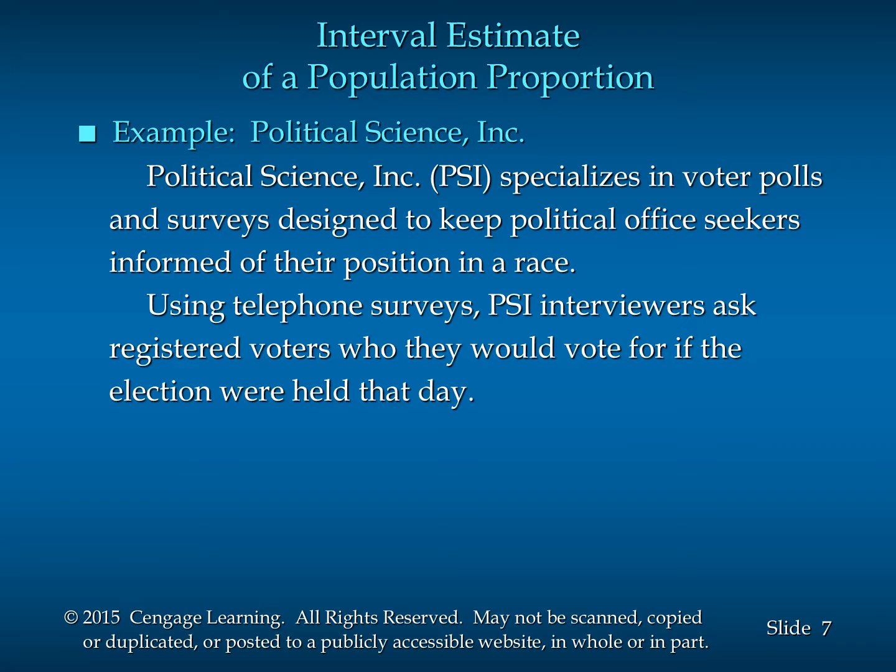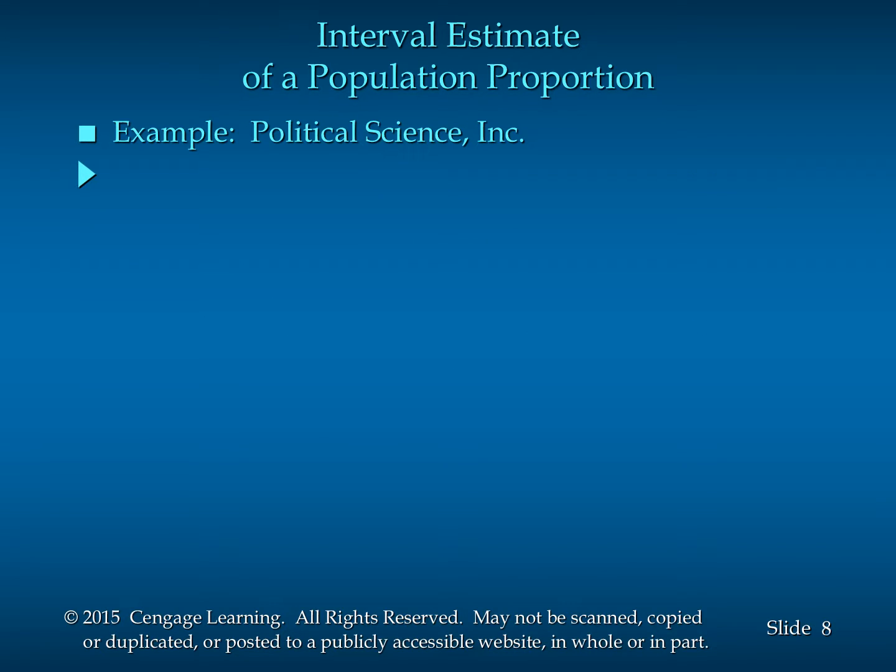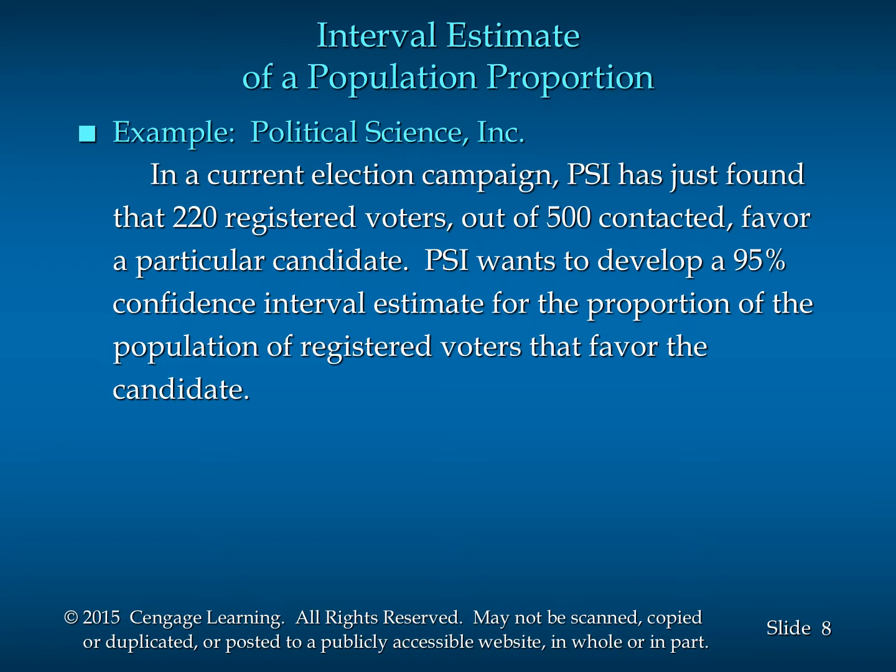Let's look at an example for proportions. We have polls and surveys. And from that survey, we get a sample proportion of 220 out of 500. This sample proportion would equal 0.44. And we want a 95% confidence interval around that sample proportion to predict the population proportion.